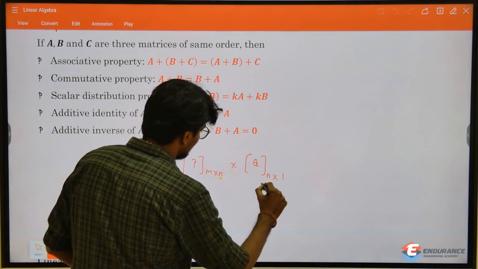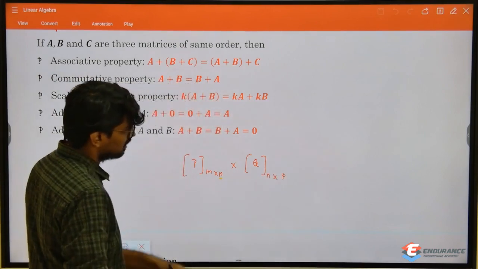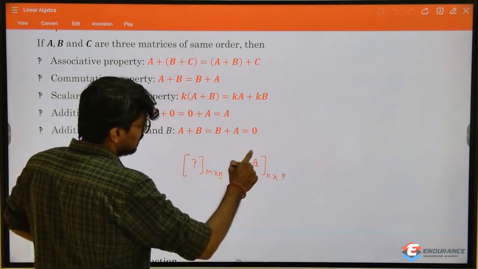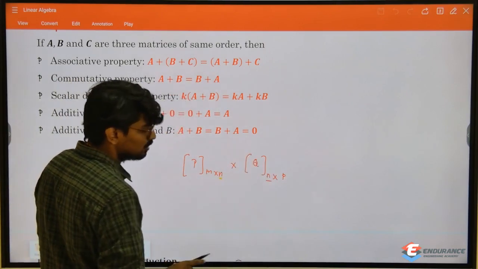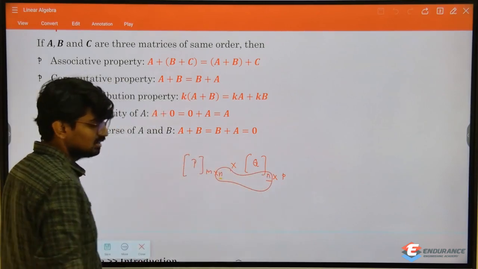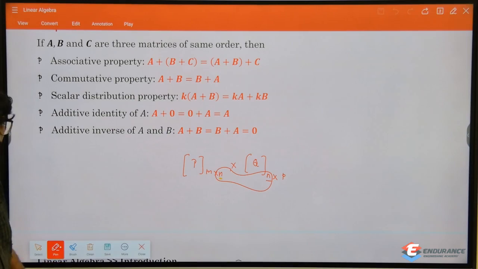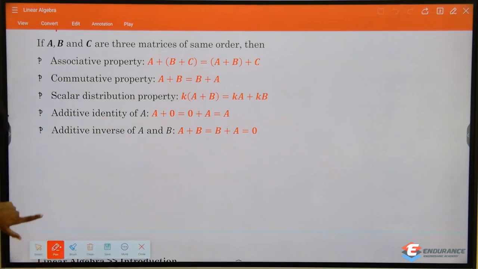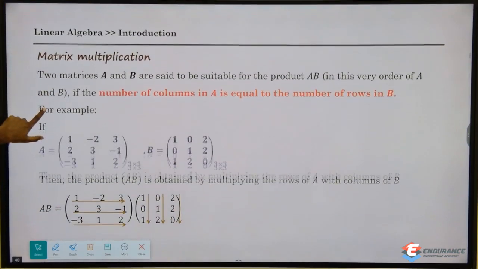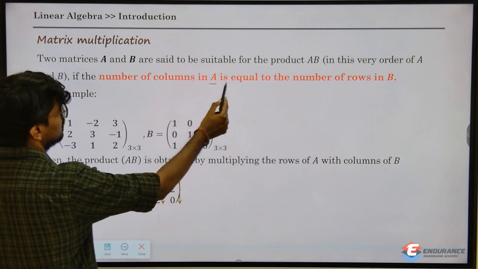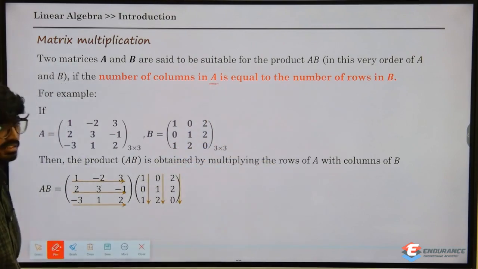This can be anything, N, P, it can be anything. But the number of columns in the first and the number of rows in the second, both of them should be same. If they are same, then I can do the multiplication. Number of columns in matrix 1 should be equal to number of rows in matrix 2.